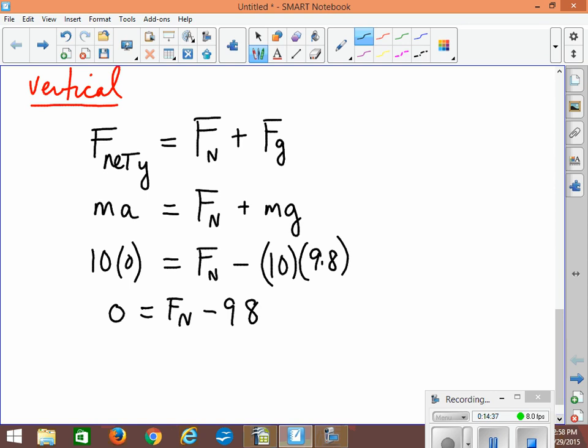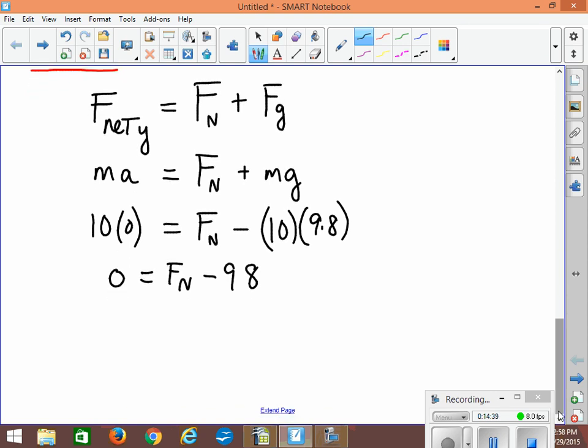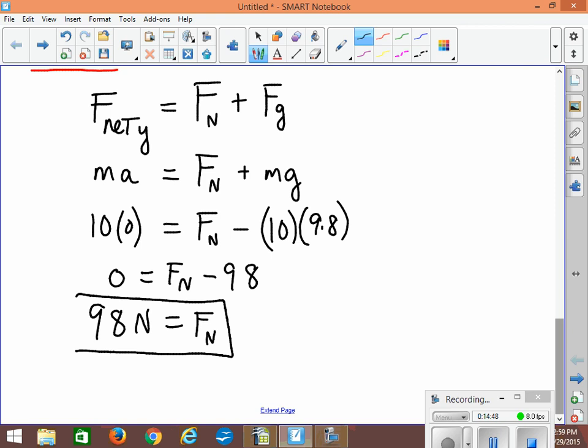Notice I have got the very same answer as I did the first time. The normal force is still 98 newtons when I move it over to the other side. So there's my normal force. That hasn't changed. And that's because I didn't change anything with the up and downy part of the question, did I?